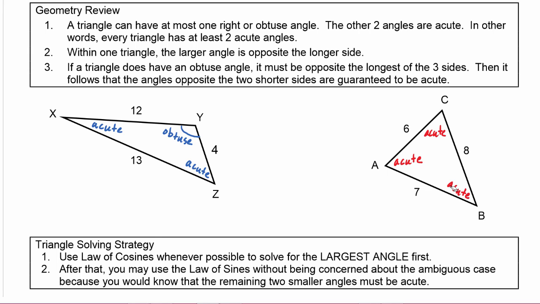And just a reminder, you can only use the law of cosines in two cases. So this whenever possible part here, remember we can only use the law of cosines when we have side, side, side, or side, angle, side. So if you have either of these two situations, you can use the law of cosines first.